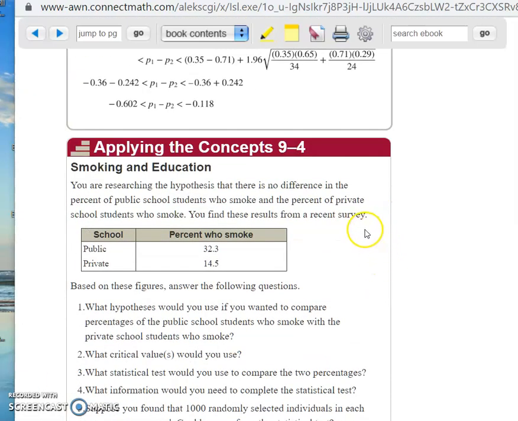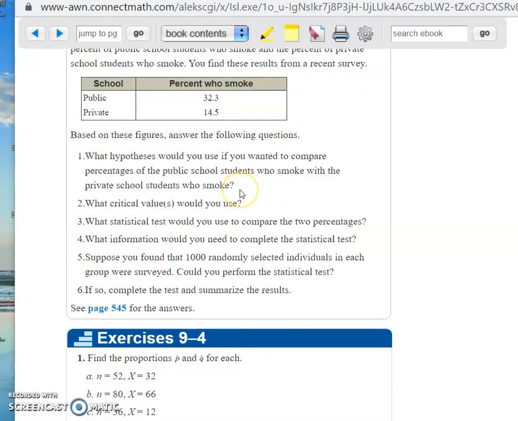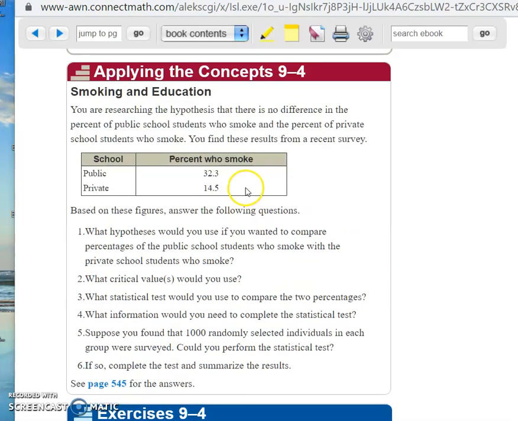Okay, folks, that's about it. Here's another example. I urge you to spend as much time on this as you can. Here's an example that might be of interest to you. You've got public schools and private schools. How many of the kids smoke? 32% versus 14%. Is that a significant difference or not? That's the kind of question that would be asked in a situation like this. If there's enough information to answer it, I don't know. Down here it says, what information would you need to complete the statistical test?